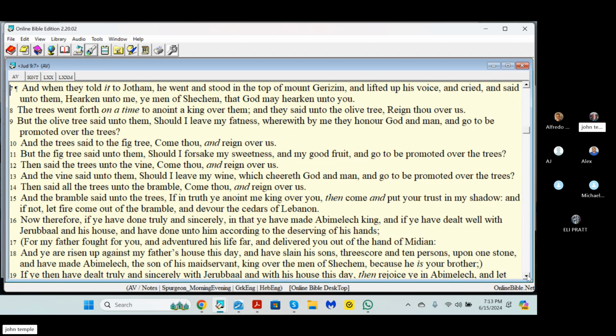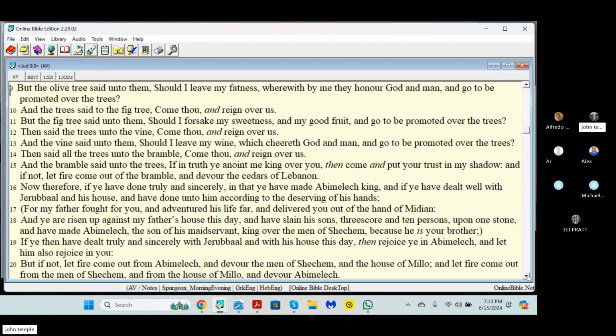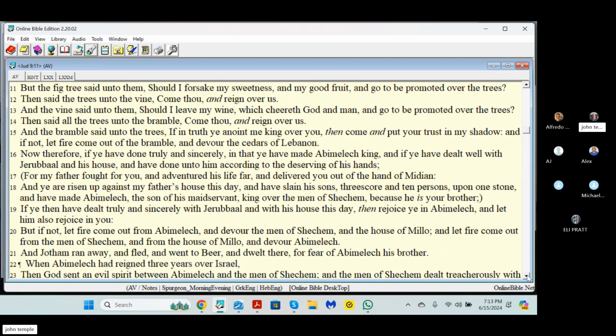So this is in the past. This is what happened. Jerubbaal and Gideon. When it says my father fought for you, he's talking about Gideon when he fought the Midianites, and he delivered them out of the hand of Midian. "And you are risen up against my father's house this day, and have slain his sons 70 persons upon one stone, and have made this bramble, Abimelech, the son of his maidservant, king over the men of Shechem, because he is your brother. If ye then have dealt truly and sincerely with Jerubbaal and with his house this day, then rejoice ye in Abimelech, and let him also rejoice in you."